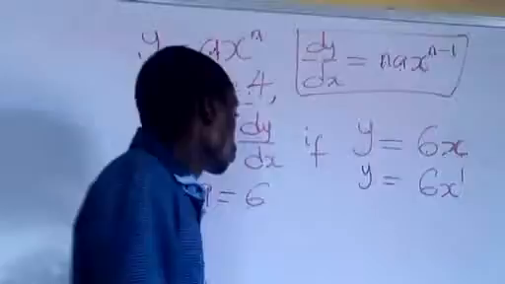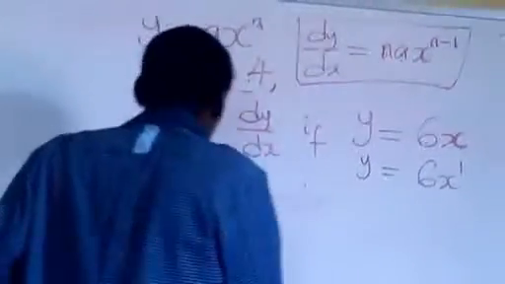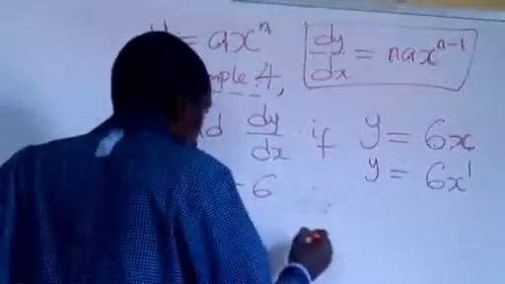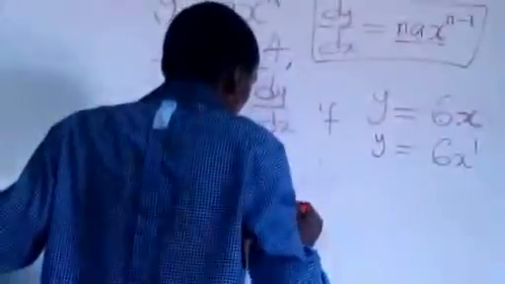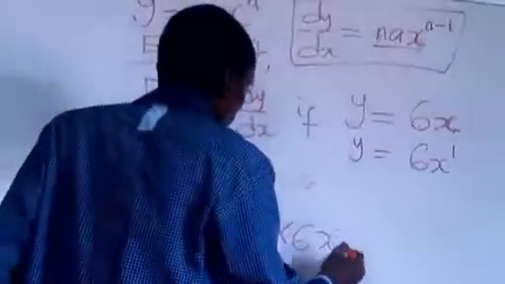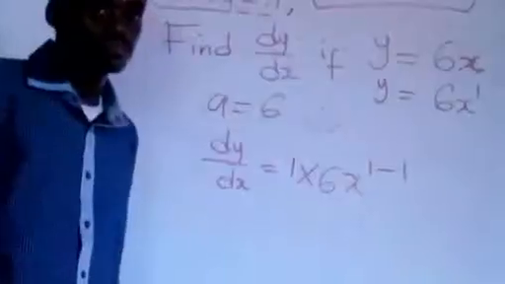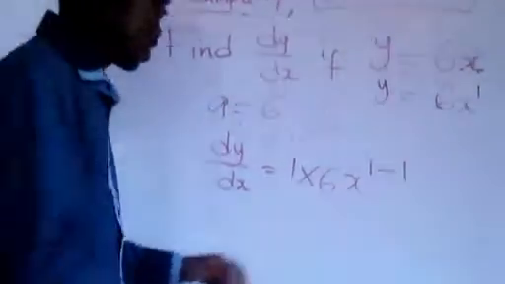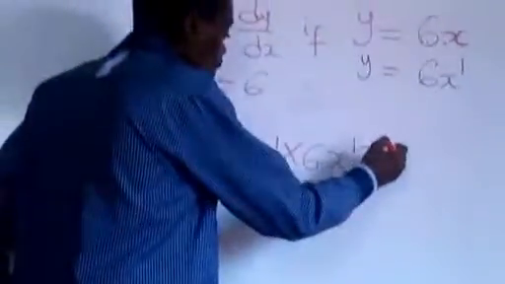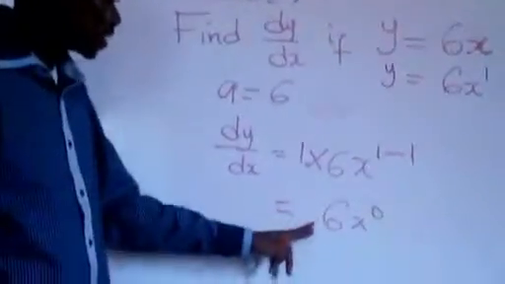So just like before, our dy/dx is going to be, based on this formula, 1 times 6x raised to power 1 minus 1. So from here, 1 times 6 is 6. 1 minus 1 is what? 1 minus 1 is 0. So our answer is 6x raised to power 0.